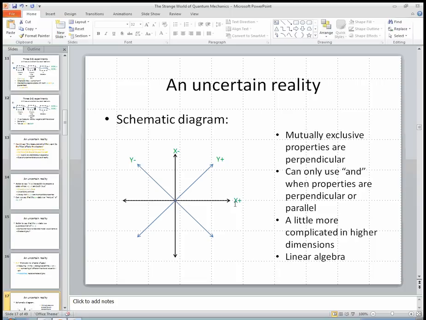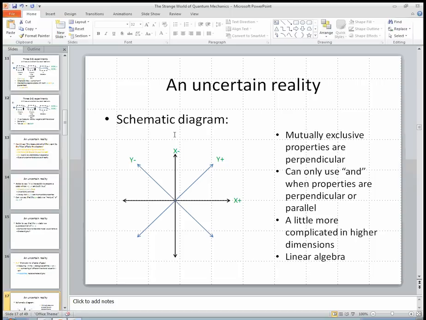It corresponds to a very general rule that mutually exclusive properties like x plus and x minus show up as perpendicular lines in a diagram like this. You can't have a spin measured both plus and minus at the same time. Y plus and y minus are also mutually exclusive with each other. You'll never measure those together. Those show up as a different pair of perpendicular lines. And y plus shows up halfway in between the x plus and the x minus direction. And it turns out to be a precise way to encode the idea that y plus is a superposition of the x plus and the x minus state.